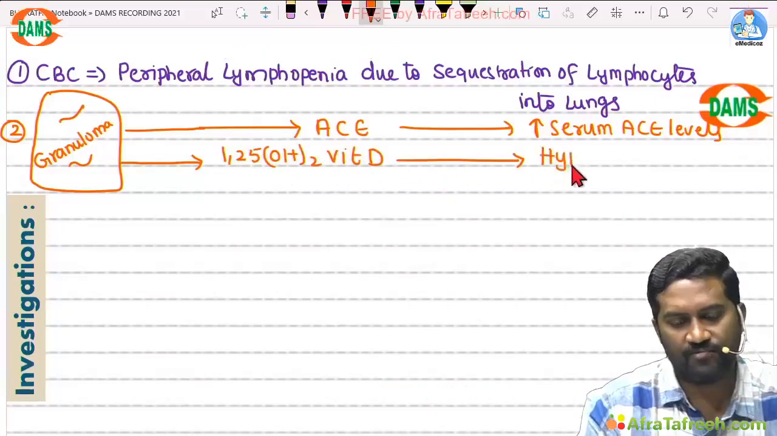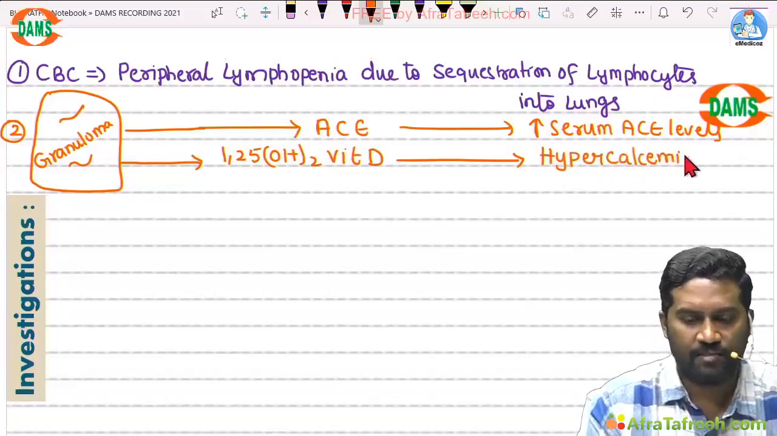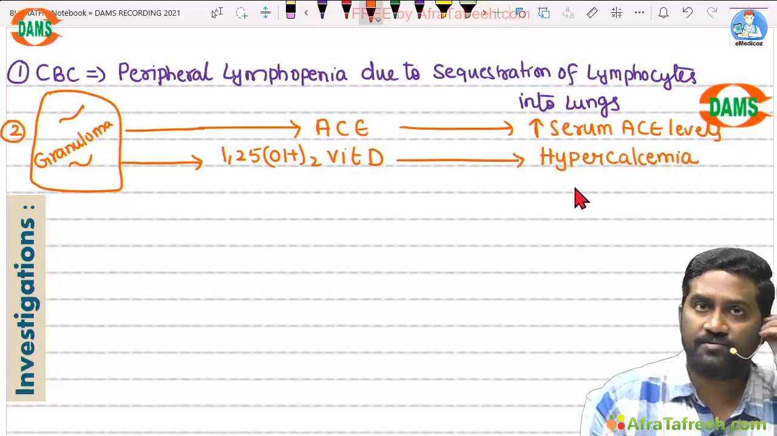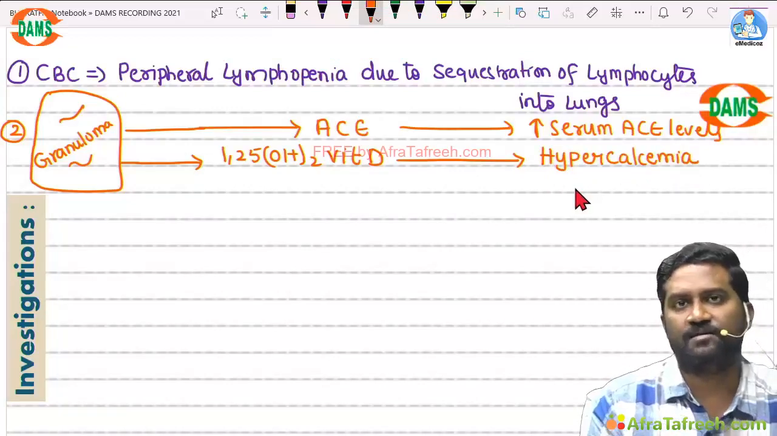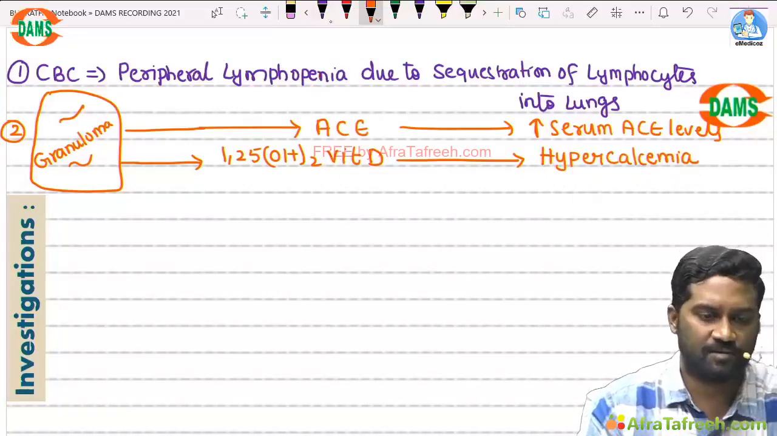Whenever vitamin D increases in your body, what will it do? It will reabsorb calcium. There will be hypercalcemia. This is the reason why in sarcoidosis there is elevated serum ACE levels and hypercalcemia.